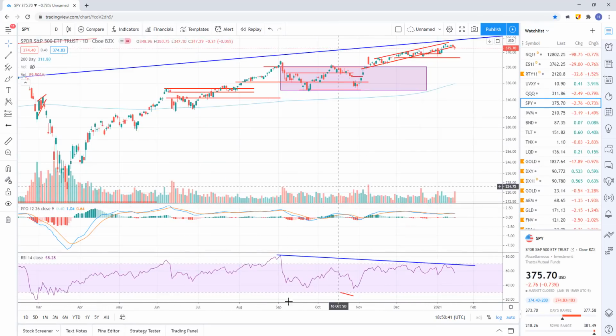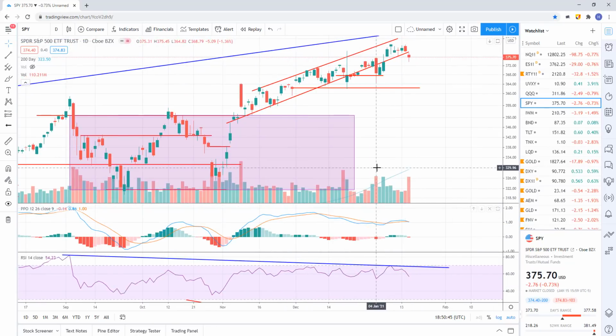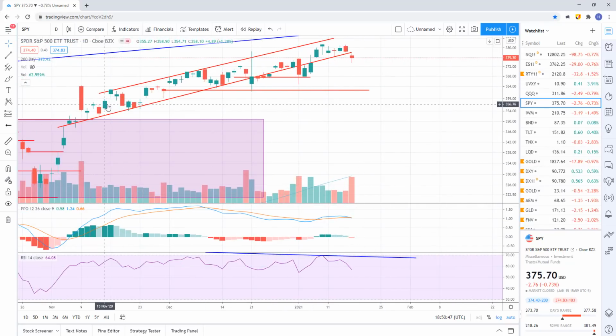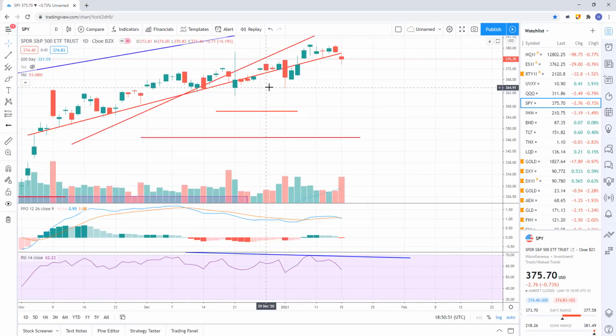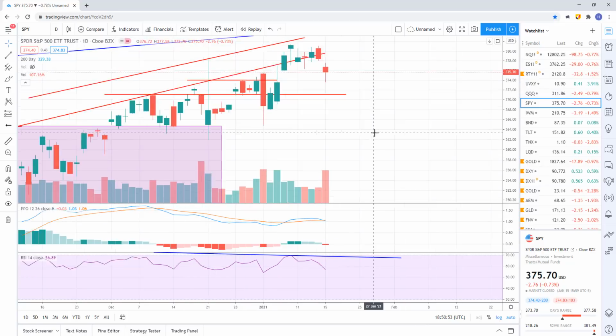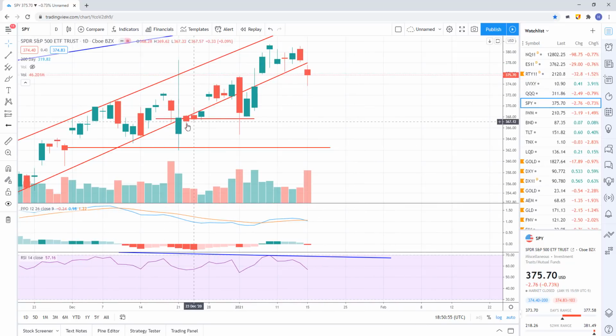SPY here, you can see obviously negative divergence continues to build, and we had a breakdown of this upward price channel. So here's your upward price channel right here on the daily chart, and we had a breakdown here, a holiday breakdown, a breakdown here that was a bear trap, and we have another breakdown right here.